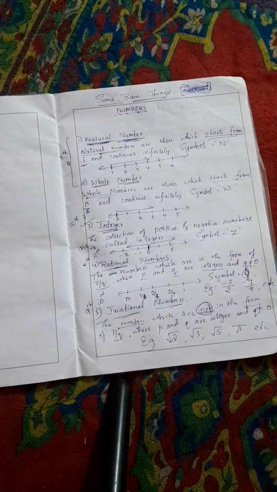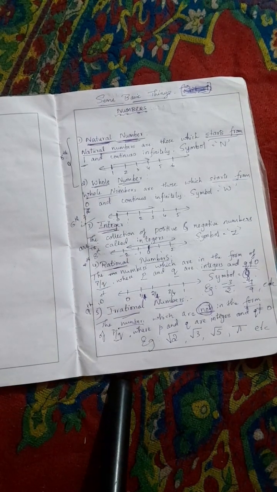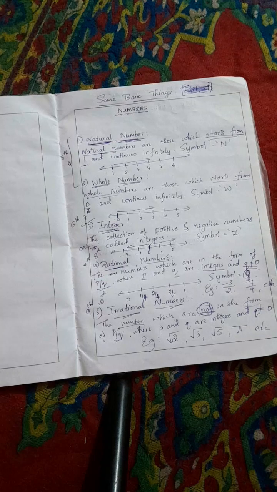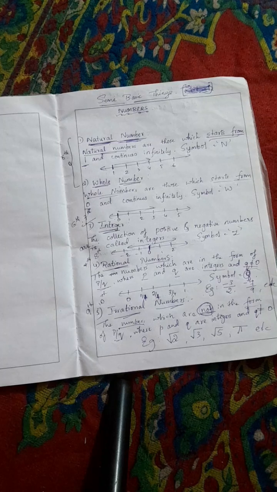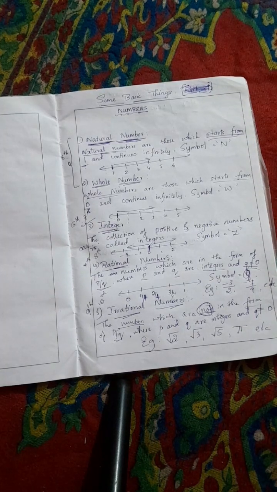I hope you have understood this part, and now we are learning about factors and multiples, and also about prime numbers and composite numbers, which come under factors and multiples.